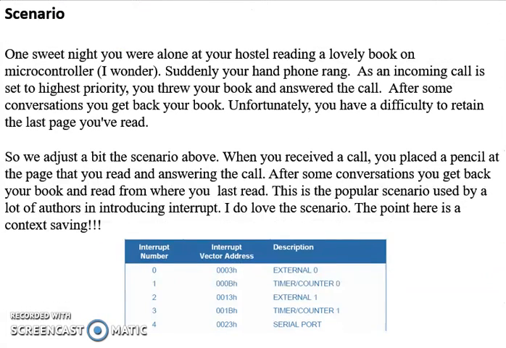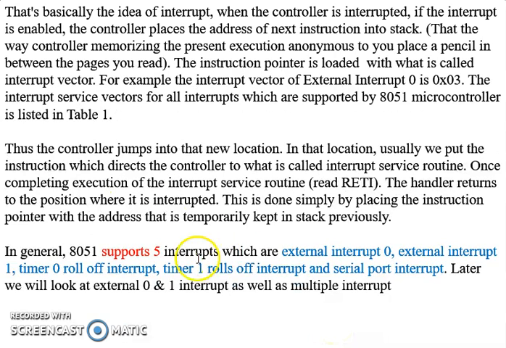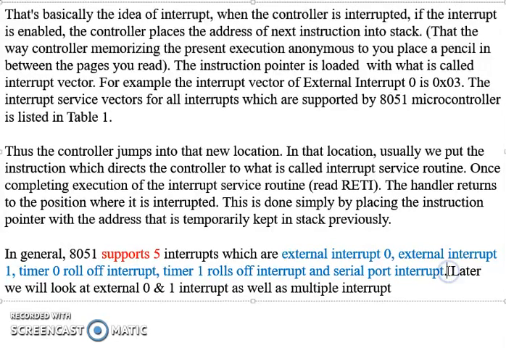If you look at our second slide, table 1 here shows the interrupt numbers and the interrupt vector addresses as well as the descriptions for those interrupts. Here we have external interrupt 0, timer counter 0, external interrupt 1, timer counter 1, and serial port. Thus we have 5 types of interrupt: external interrupt 0, external interrupt 1, timer 0 overflow interrupt, timer 1 overflow interrupt, and serial port interrupt.